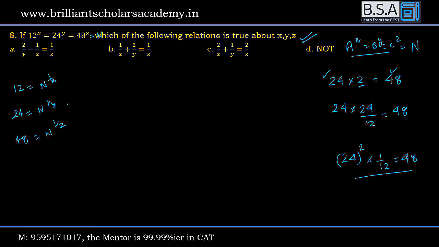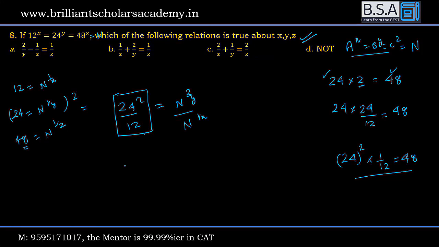So what I will do is, please observe, I will perform a square on this. I will have 24 square is equal to n to the power 2 by y. I need to divide this by 12. When I divide it by 12, I am dividing n to the power 1 by x in the denominator. And now this value has become 48. This is n to the power 1 by z is equal to n to the power 2 by y minus 1 by x. Because it is the same base, I can remove the base, and this is the link.